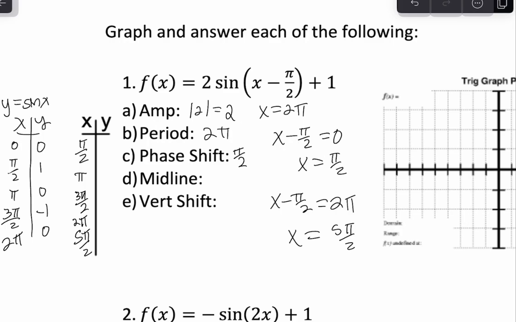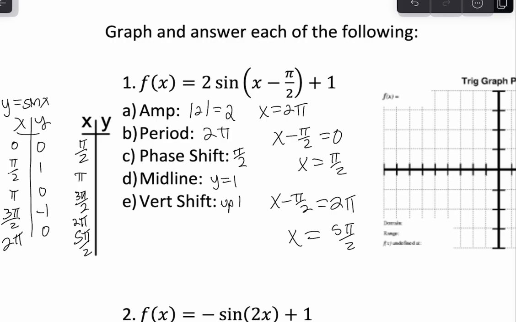So now we are ready to talk about the vertical shift or the midline. The vertical shift or midline is determined by anything that you have added or subtracted. If there was no number here, it would be 0. The middle would be at 0. But our midline is y equals 1. That tells me that I've gone up 1. That is the only difference between midline and vertical shift.